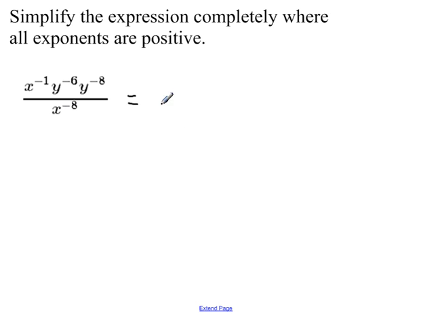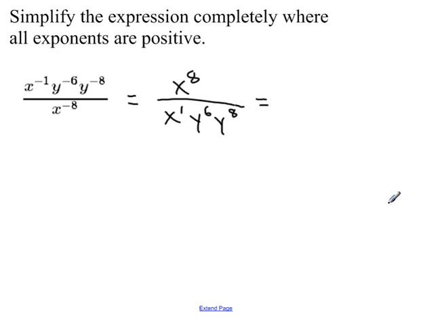So x to the negative 8, that's going to go to the numerator as x to the positive 8. And then all these babies here are going to go to the denominator as positive with positive exponents. So I'm going to get x to the 1, y to the 6th, and y to the 8th. So see what I did there? I made all the exponents positive just by switching them from numerator to the denominator and vice versa.